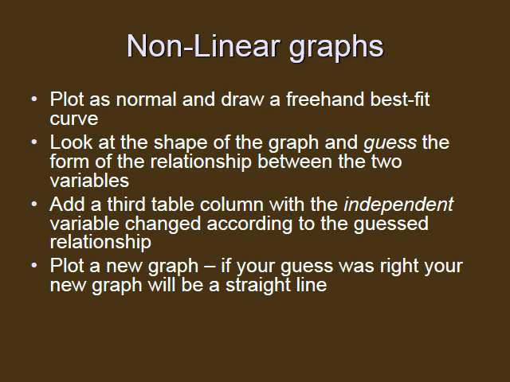So for nonlinear graphs, these are the rules. Plot as normal and draw a freehand best fit curve. Then look at the shape of the graph and guess the form of the relationship between the two variables. Add a third table column with the independent variable changed according to the guessed relationship, so be it 1 over x, x squared, square root of x, 1 over x squared. Then you plot a second graph, which is going to be your merit and excellence. And if your guess was right, your new graph should be a straight line.